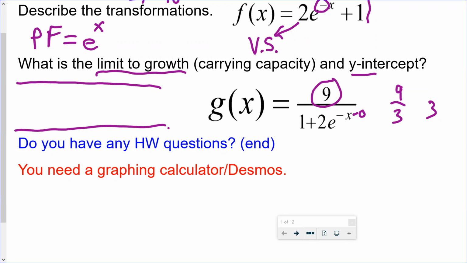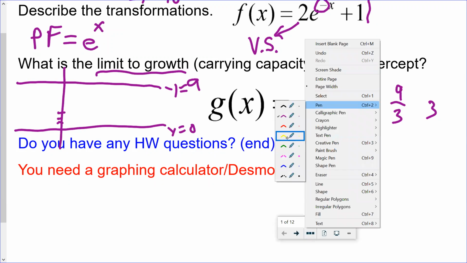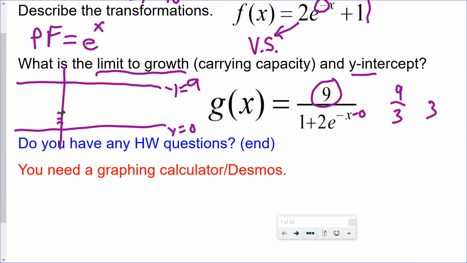So this logistic function here, although it looks scary, is pretty easy. We're just going to have 2 horizontal asymptotes, one at 0, and then one at our limit to growth, or our carrying capacity, which is 9. And we're going to have a y-intercept at 3. And so if I change colors here, if I were to graph this thing, it's going to look like this. It's going to go through 3, and it looks something like that. If you want to check it, just go on to Desmos.